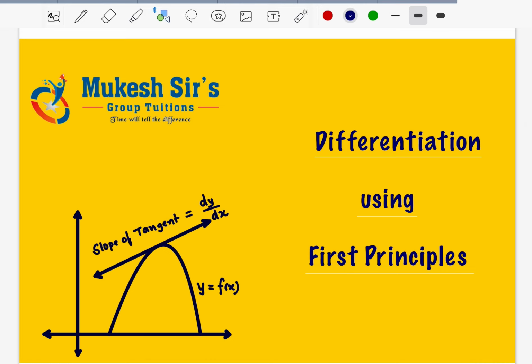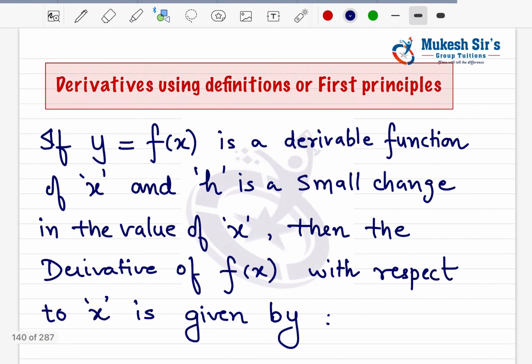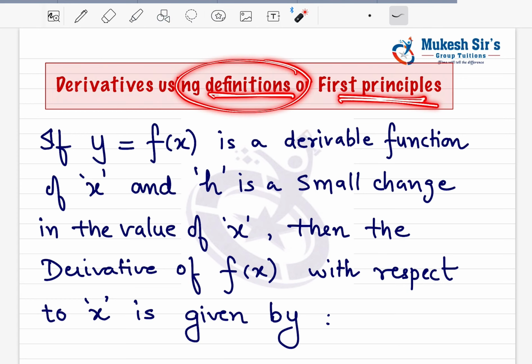In this video we study differentiation using first principles. So let's start. Derivatives or differentiation using first principle, or it's called derivative using definition. So it's definition or first principle.